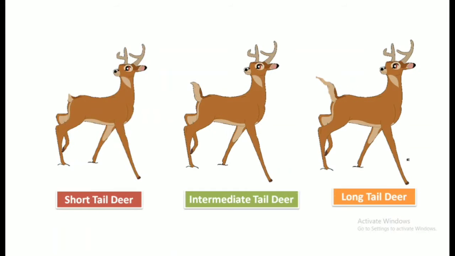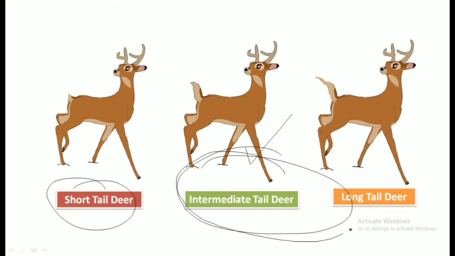To understand it, take the population of deer as an example. And the trait considered is the length of the tail of the deer. So one is the short tail deer, another is the intermediate tail deer, and the final one is the long tail deer. So within this population of deer, there are three different lengths of tail. And as usual, the intermediate trait will be the most abundant at the beginning.